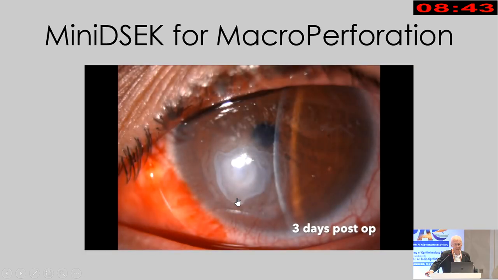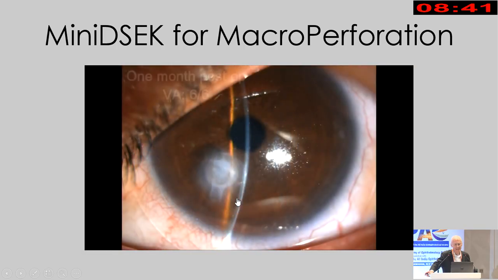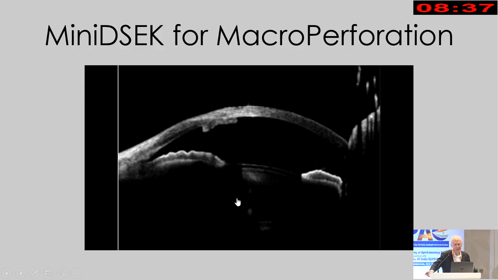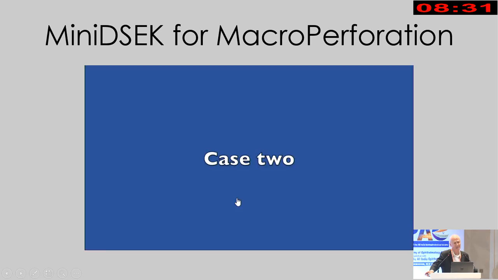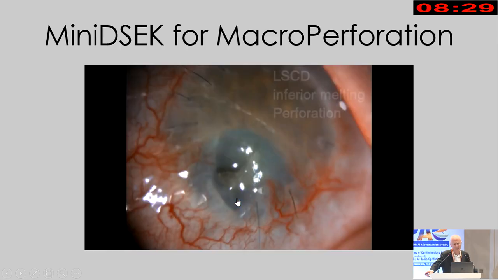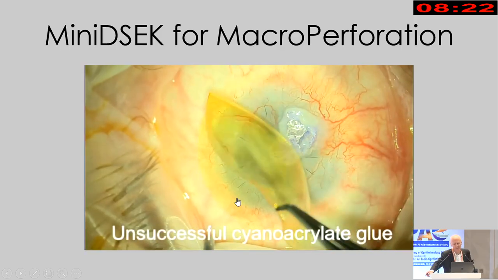And there it is 3 days later, and here it is, I think that's 6 weeks down the track. And the encouraging thing is this patient is 6/6 unaided, unlike a PK, for example. It's rather a thick posterior donor there, posterior plug. So we then went down to a thinner plug, and this is a case of a peripheral melt.